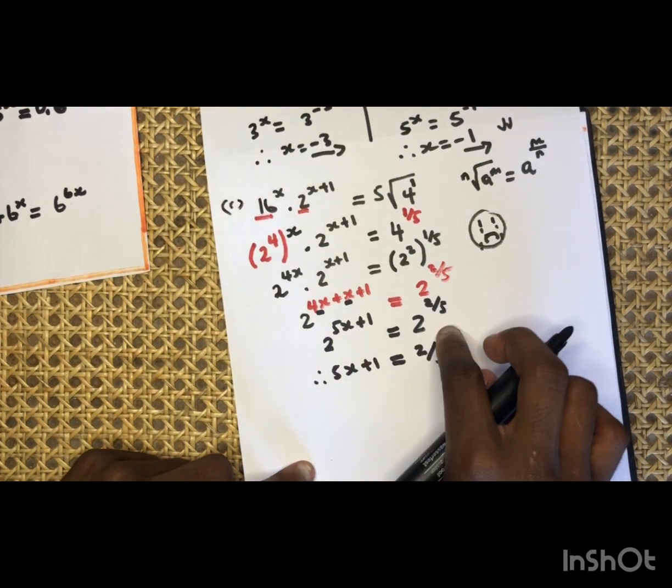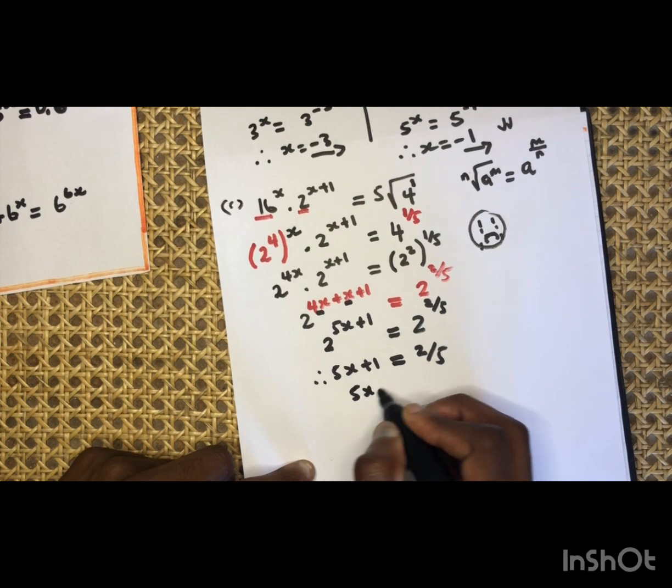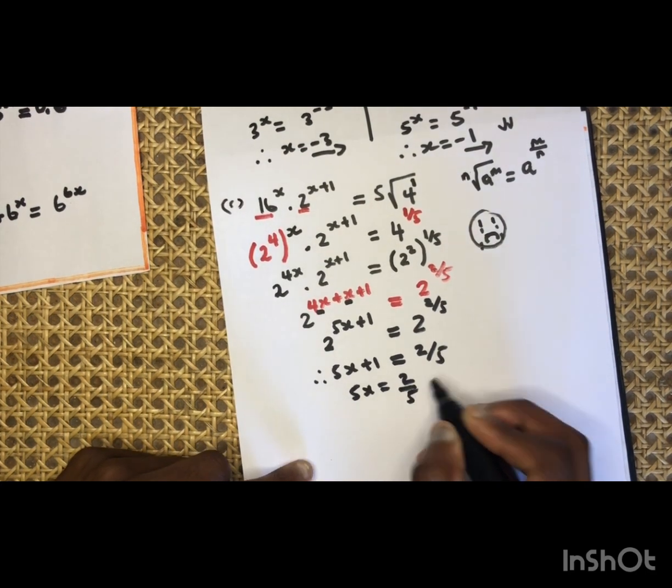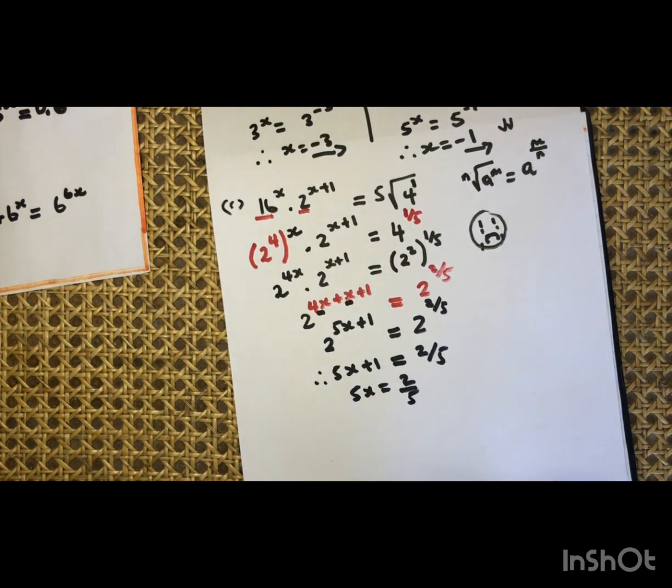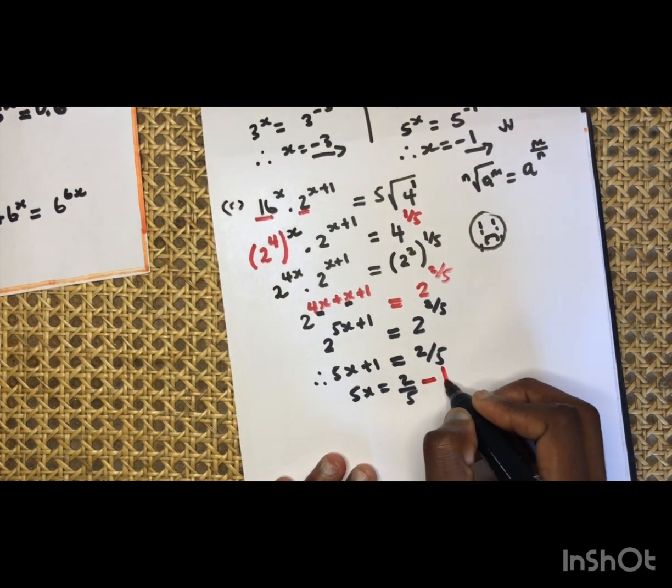Then you transpose 1 to that side. So you have 5x is equal to 2 over 5. Then if you transpose positive 1 to that side, the sign is going to change.